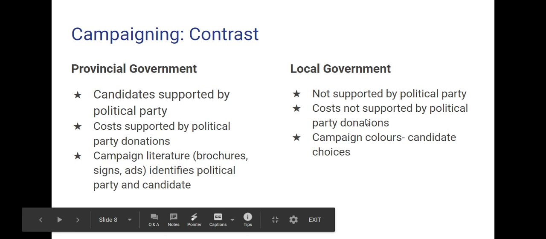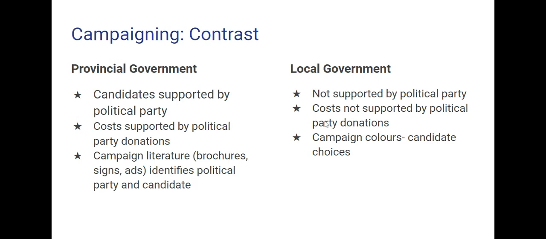Whereas in a local government election, they're not supported by a political party. Costs are not supported by political party donations. And campaign colors, the candidate actually chooses those.